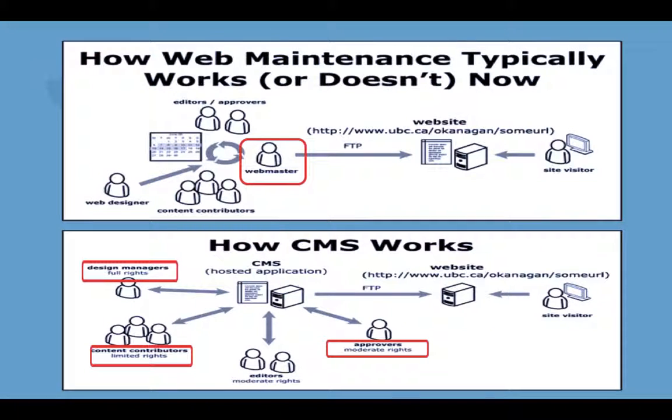This slide shows the different process between a typical web maintenance system and a content management system. Normally, in a web maintenance team, the webmaster creates a bottleneck between the content contributors and the site visitors. And by using CMS, design managers create templates with the CMS. Then content contributors write or place content in the page templates. Once approved, the page is published to the website where site visitors can access it. With different privileges of roles, the risk of misoperation can be greatly reduced.